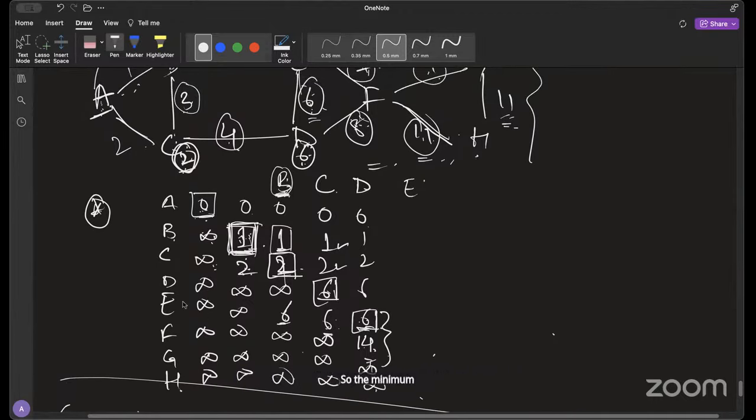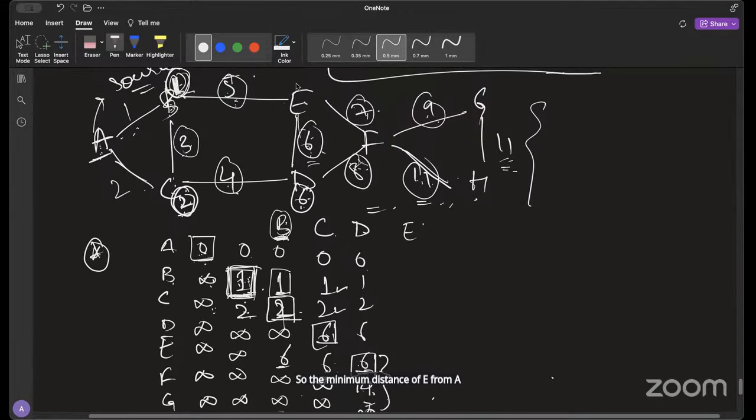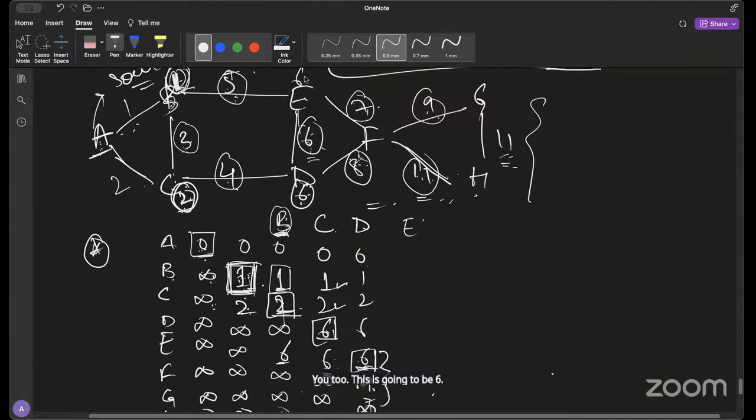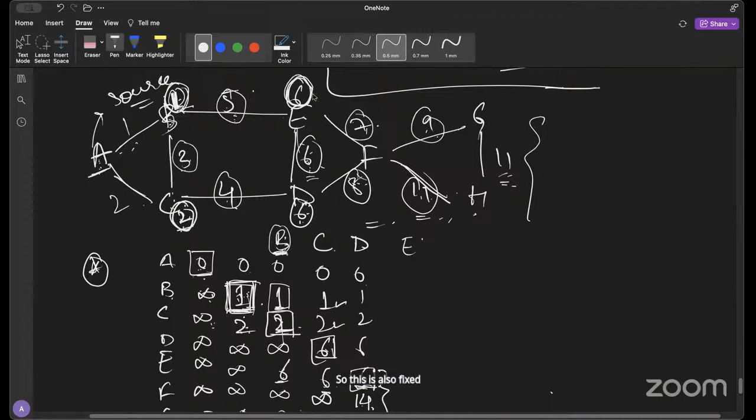So the minimum distance of E from A, E is here. This is going to be 6. So this is also fixed, right? This is a fixed distance. This is fixed. This distance is fixed at 0.